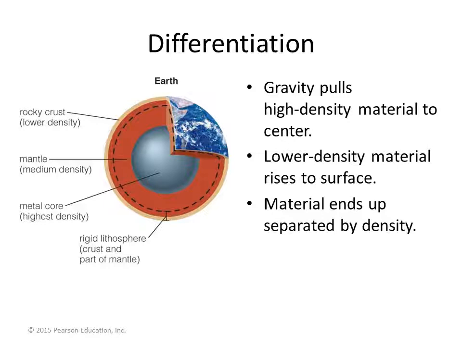A long time ago, as the Earth first formed, we think the natural separation of different densities of rock occurred. That's called differentiation. The gravity pulls the higher density material to the center. The lower density material tends to rise, and the material ends up separated by their differences in density. And that seems to be true of all the terrestrial planets.